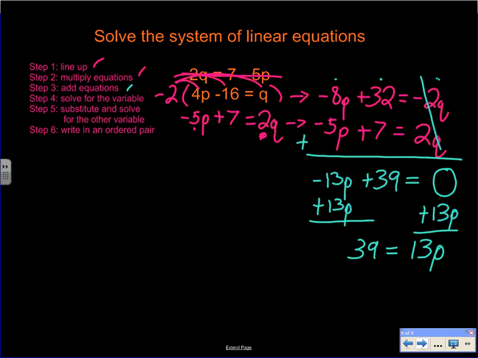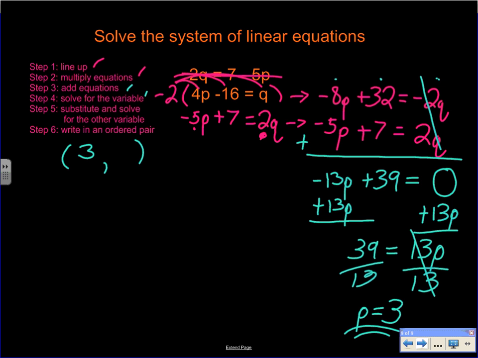And now how do we get p by itself? We divide by 13. P is equal to 39 divided by 13, which is 3. Solve for the variable. We've done that. Let's go ahead and get a jump start here. Remember, P comes before Q, so we're going to put 3. We solved for P, so it goes into the first spot.